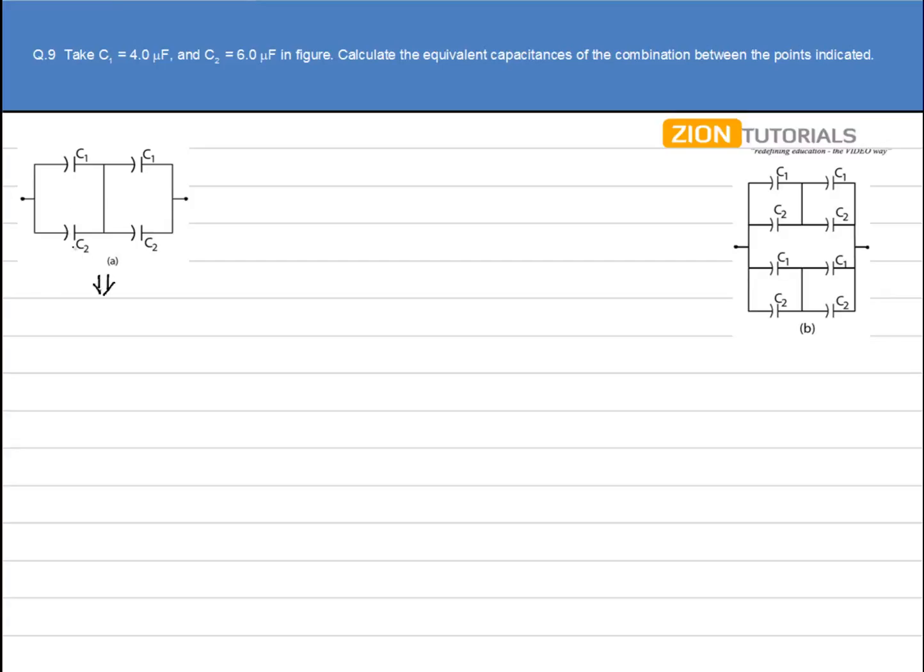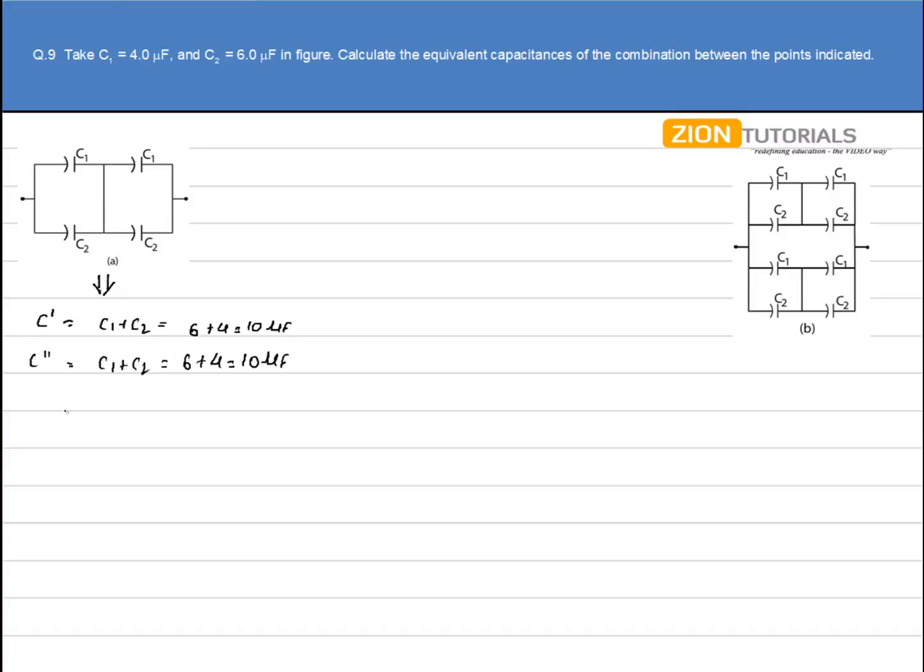We have C1 and C2 in parallel, so we get an equivalent, let's say C dash, as C1 plus C2, as they are in parallel, so it comes out to be 6 plus 4, that gives 10 microfarad. Let's calculate C double dash, that is the equivalent of this C1 and this C2, that is again C1 plus C2 because both are in parallel, again 6 plus 4 gives 10 microfarad.